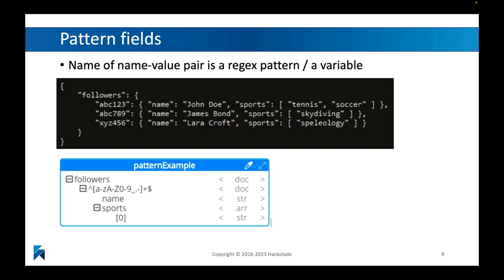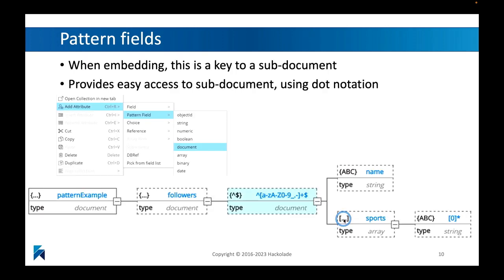right? So pattern fields are typically controlled by a regular expression. That's why it's called a pattern field. And you shouldn't look at it as a field name, but rather as a key to a subdocument when embedding something in that document. It lets you easily access the right subdocument inside an array or a main document using the dot notation. So this is how you can do that, and I'll quickly go over some of the mechanisms that you have inside Hackolade to efficiently add these structures to your JSON document. Let's go there.